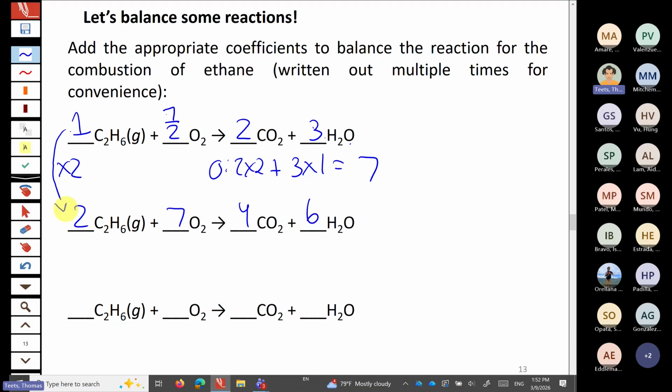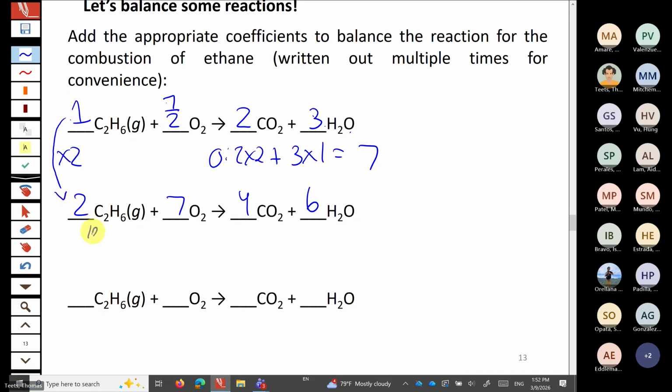It's good to check ourselves now. So we look at each side of the equation and figure out if the number of each element on each side is the same. So for carbon on the left, we have 2 C2H6s, which is a total of 4 carbons. On the right, we have 4 CO2s. Each one has 1, so there's a total of 4. So that matches up.